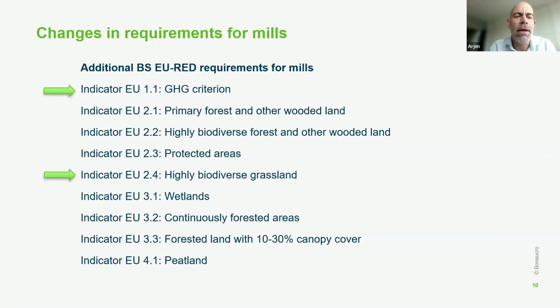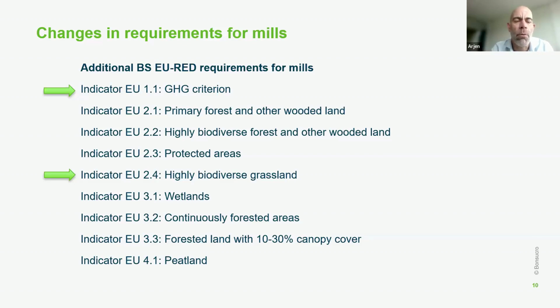What is listed on this slide are the indicators in the Bonsucro EU-RED standard, which comprise specific requirements for mills. So indicator EU 1.1 up to indicator EU 4.1. Most of these indicators have not changed in the new version of the Bonsucro EU-RED standards.